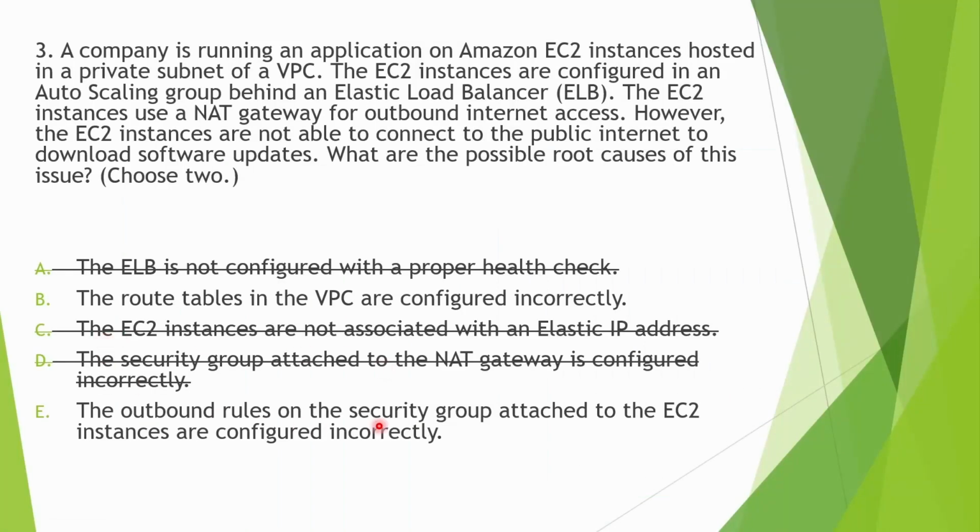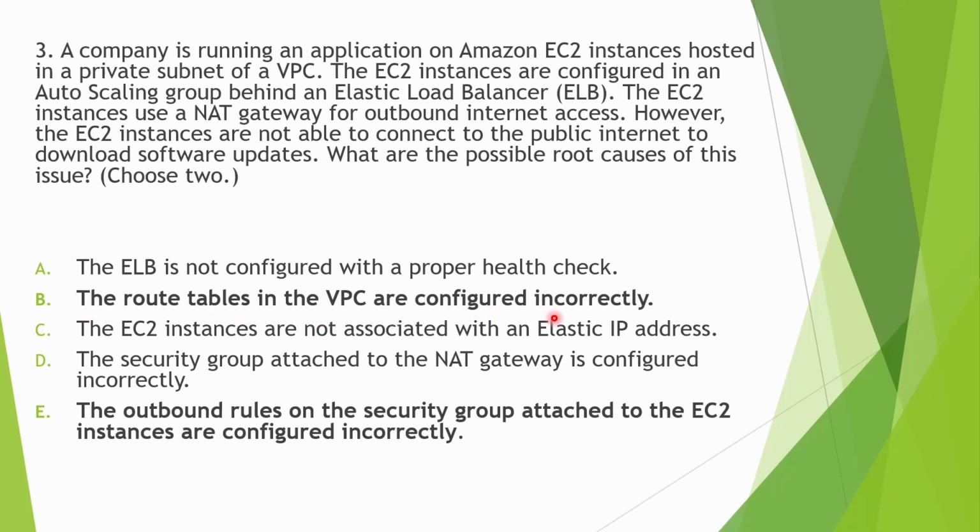Then the next option we had was the security group attached to the NAT gateway. Now there is no security group in a NAT gateway. There are NACLs. So this cannot be the option. We had to choose two. So the correct answers are: the route tables in the VPC are configured incorrectly, or else the outbound rules on the security group attached to the EC2 instances are configured incorrectly. Guys, while doing practicals, I have seen this last part many times: your security group rules are not configured correctly and you're not able to connect to the service.